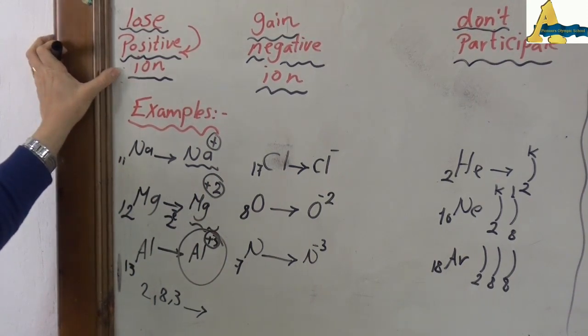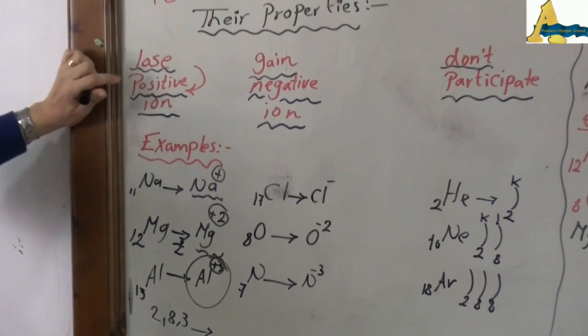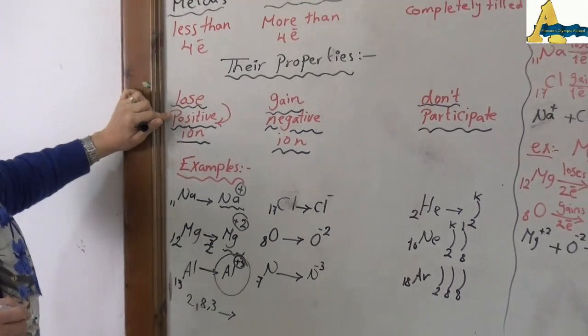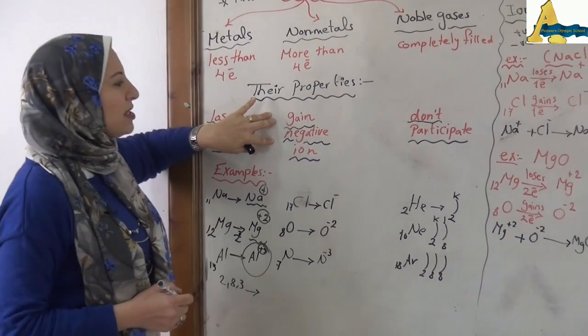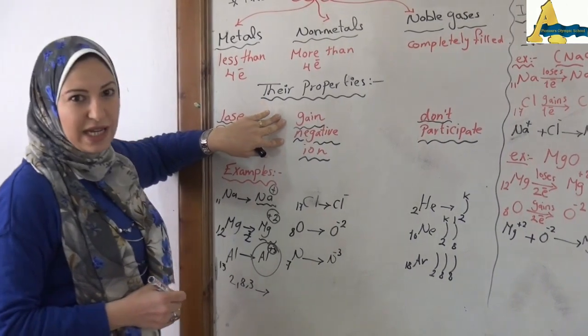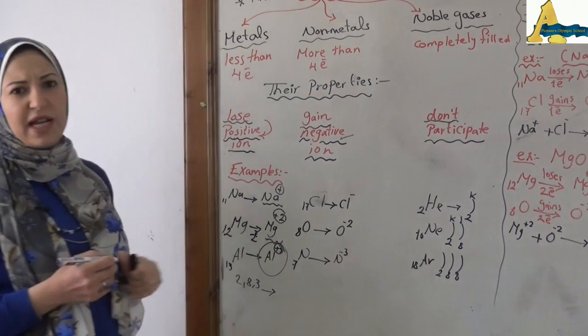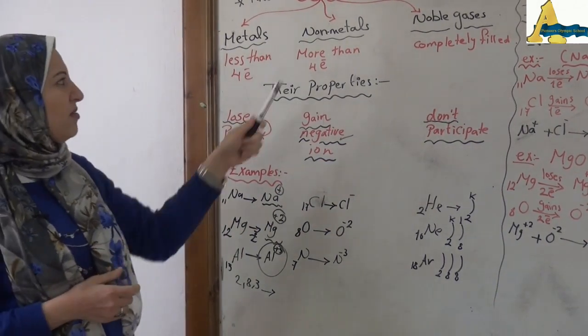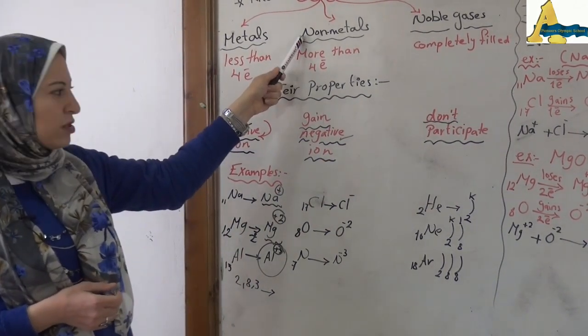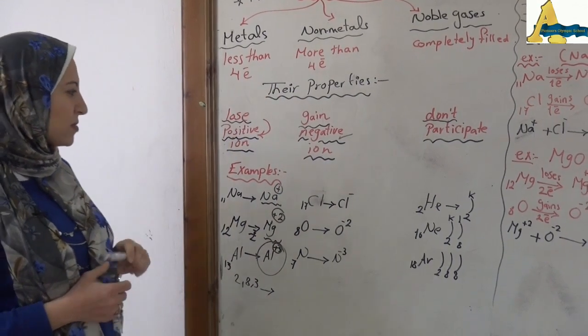So let's define the positive ion. A positive ion is an atom of a metallic element that loses an electron or more. Let's talk about the non-metals. Non-metals, during the chemical reaction, tend to gain electrons and change into negative ions. What is meant by the negative ion? It's an atom of a non-metallic element that gains an electron or more during the chemical reaction.